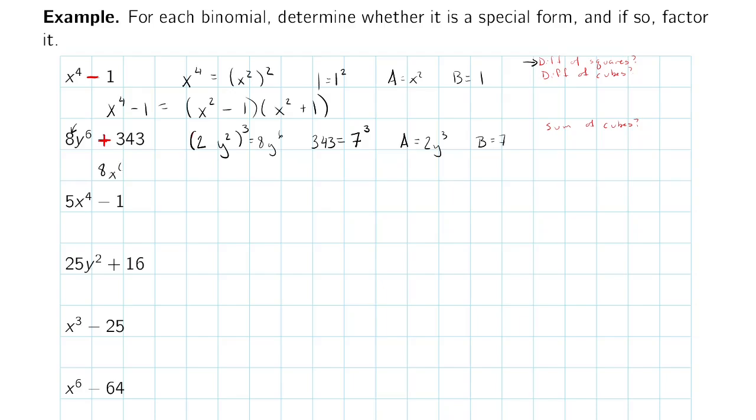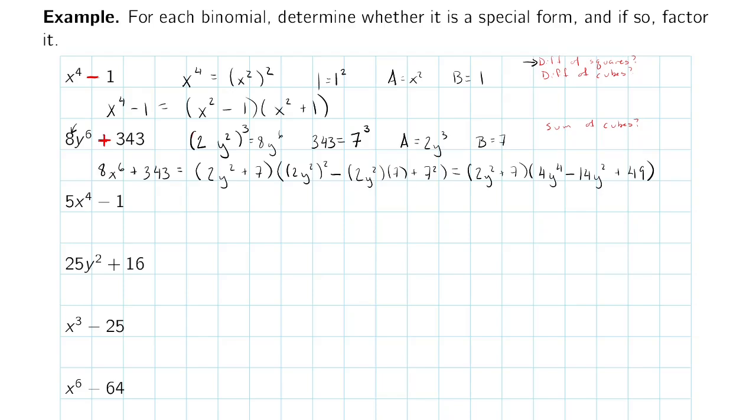So 8y to the 6th plus 343 is going to factor as 2y squared plus 7 times 2y squared squared minus 2y squared times 7 plus 7 squared, or working things out in that second factor, 2y squared plus 7 times 4y to the fourth minus 14y squared plus 49.